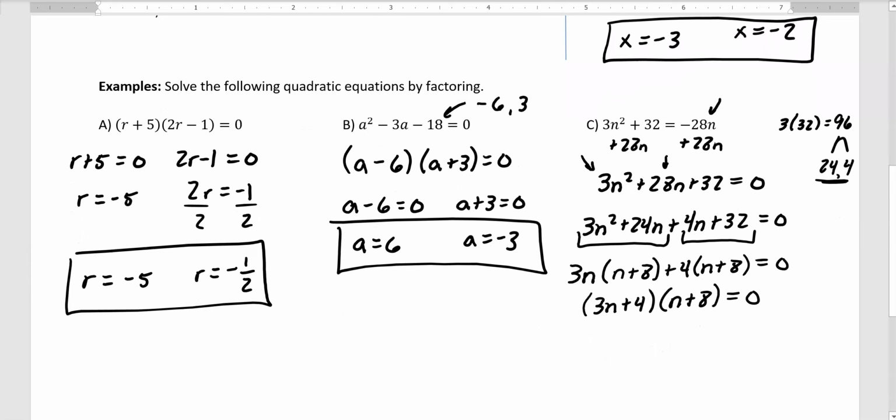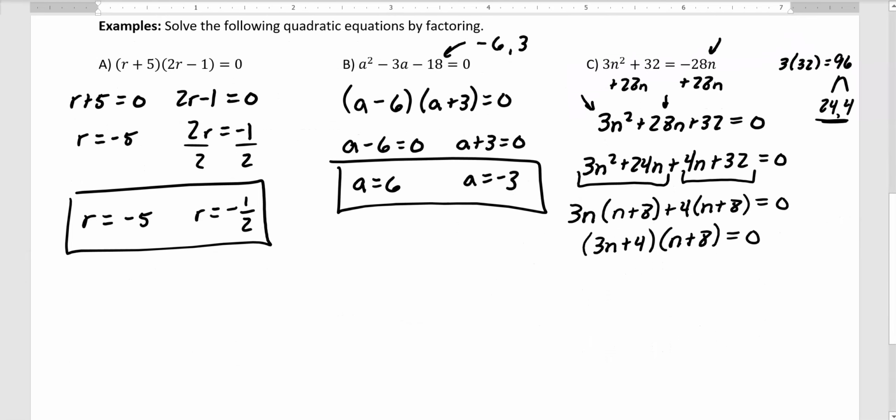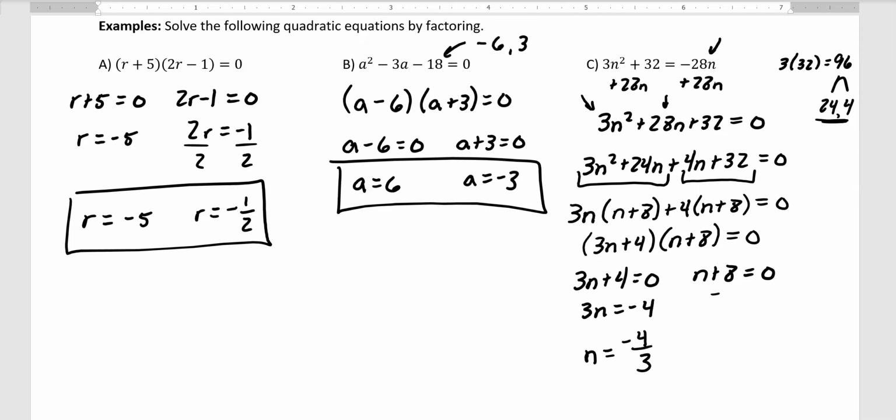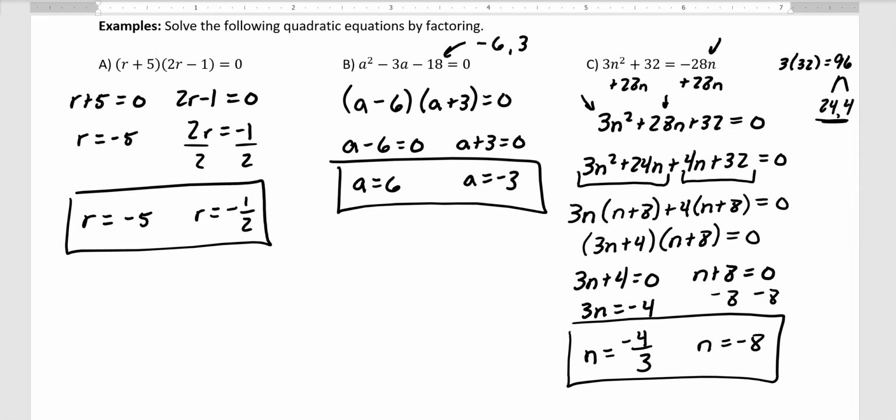Now what do I do once I have my factors? Well, I set my factors equal to 0. I'll say 3n plus 4 equals 0, or n plus 8 equals 0. So 3n equals negative 4. Divide by 3, I find that n equals negative 4/3. Or when I subtract 8 from both sides, I find that n equals negative 8. And those are my solutions to that original quadratic equation up here.